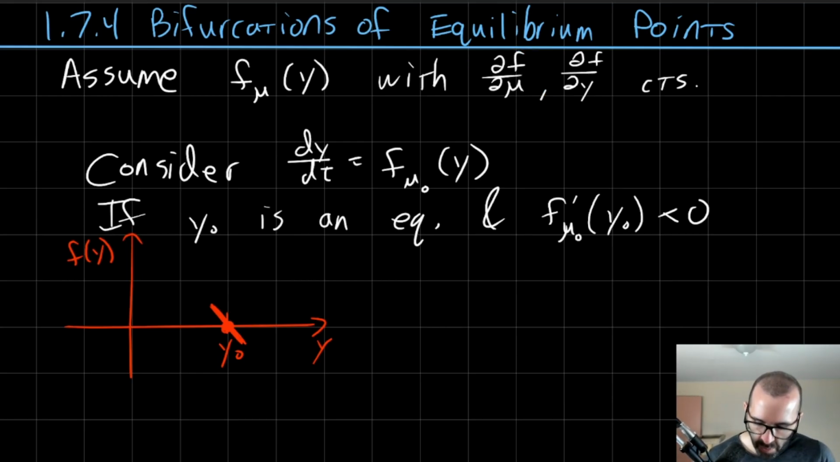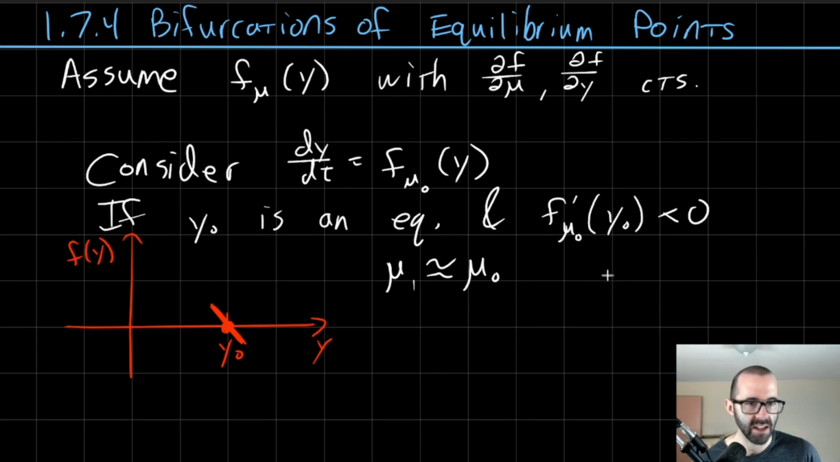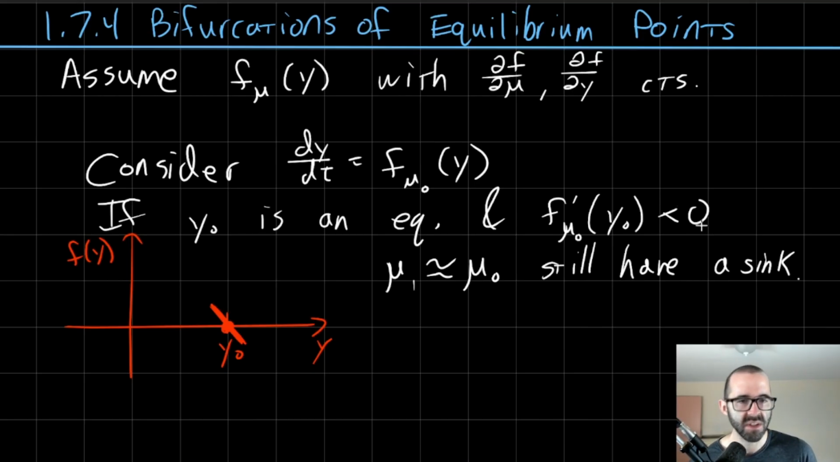So what that's going to translate to is that if we have a slightly different mu, let's say we have a mu1 that is pretty close to mu0, then we're still going to have a sink nearby. And the sink might change a little bit. And that's going to be true for sources as well.